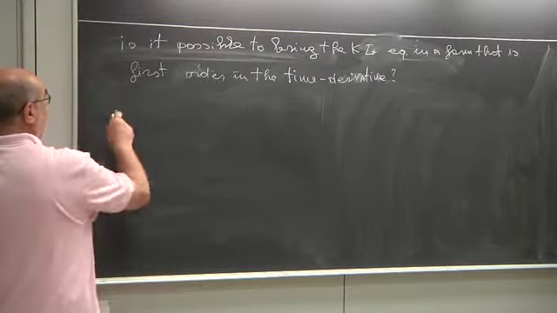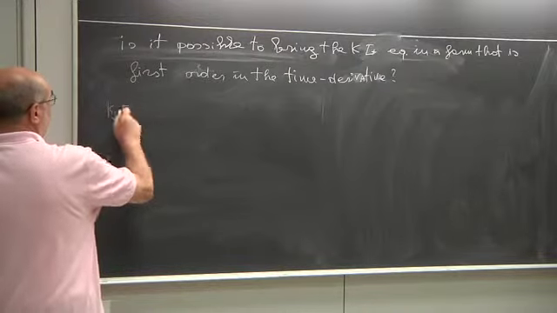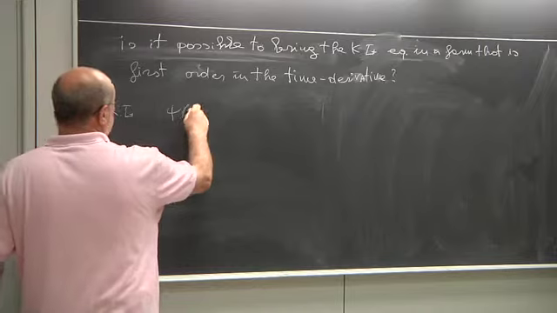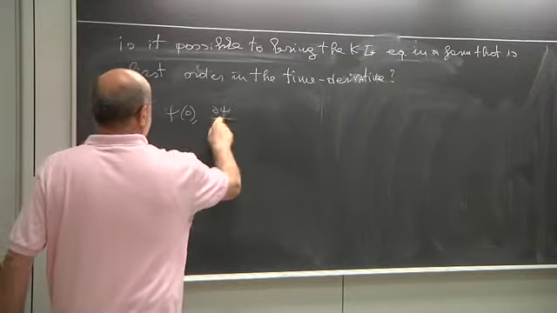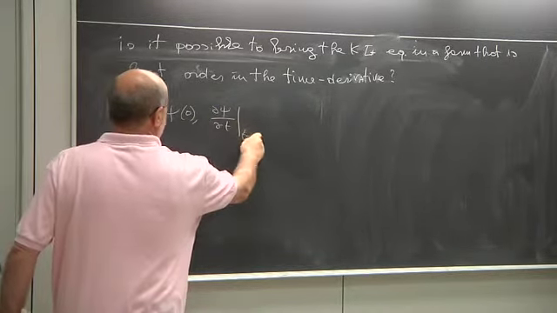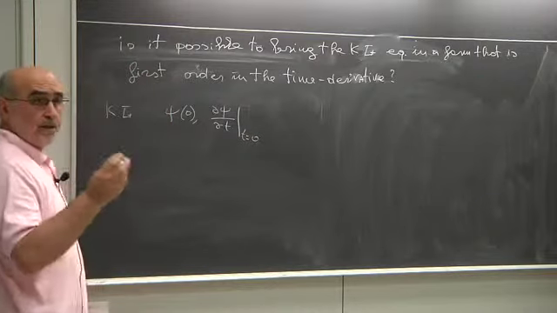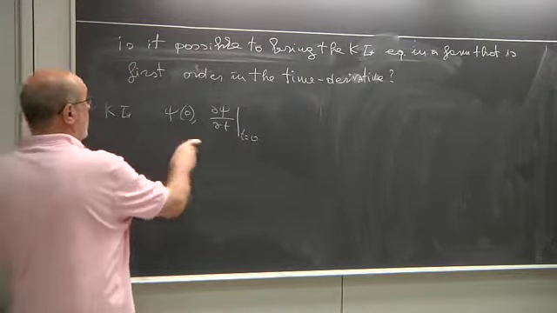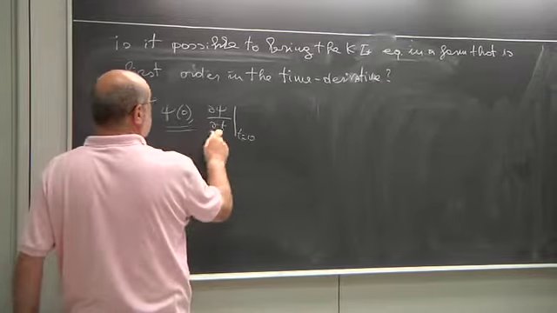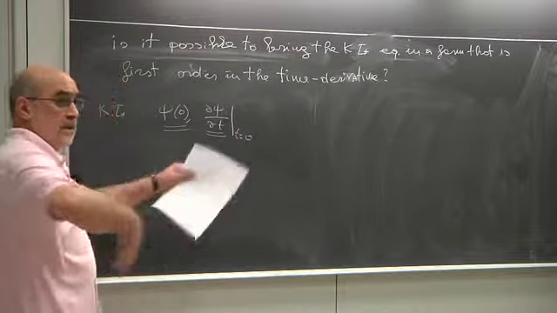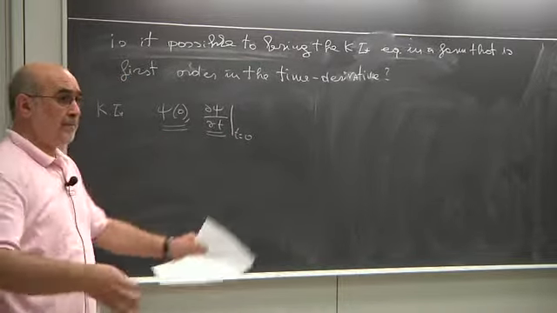First of all, as the Klein-Gordon is second order, you have to specify both psi at 0 and the derivative of psi with respect to t at t equals 0 to solve the equation. It's second order, so you have to give two initial conditions. That means these two quantities are totally free. You are free to use them as you like.